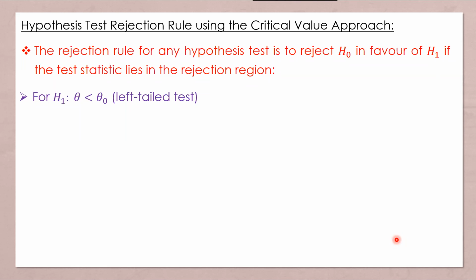So we know for a left-tailed test, when is the null hypothesis rejected? Do you know the general rule of when the null hypothesis is rejected? What has to happen between the test statistic and critical value? Can anybody tell me?